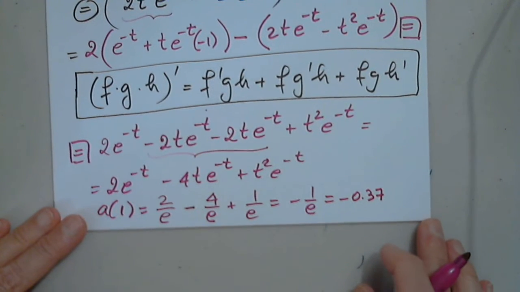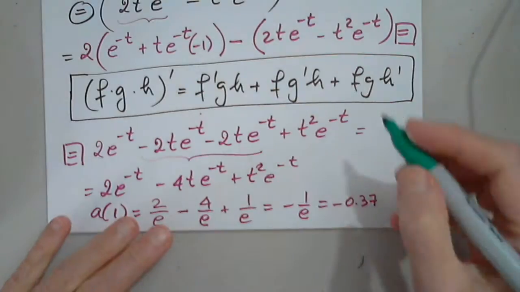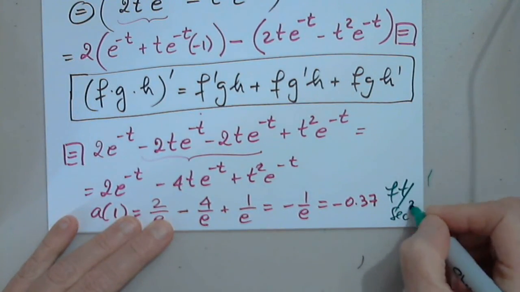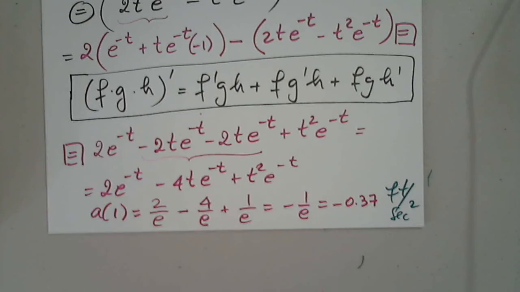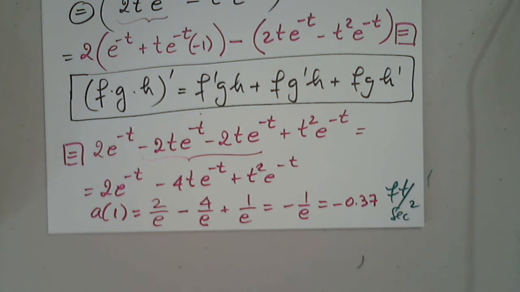Measurement unit. It cannot have the same measurement unit with the velocity. Feet per second squared. Thank you very much. That's the measurement unit for acceleration. Feet per second squared in this case.